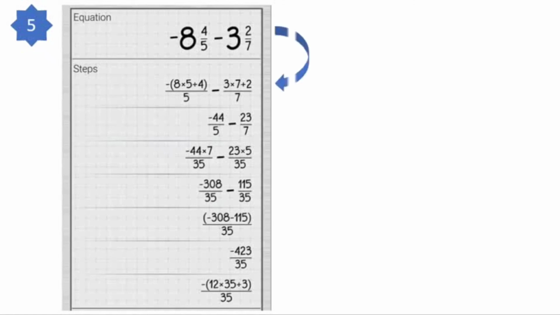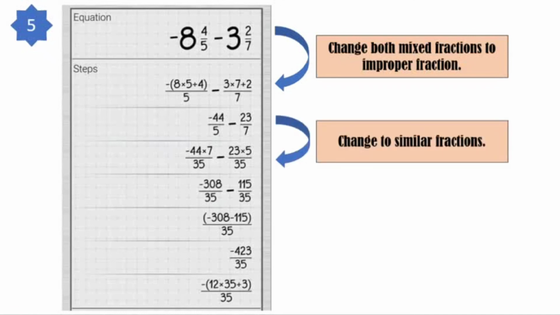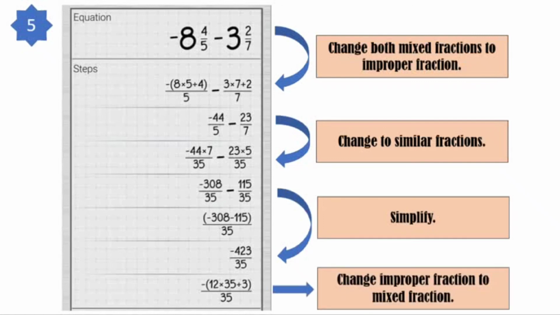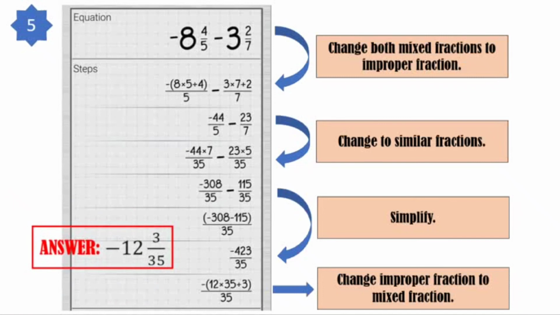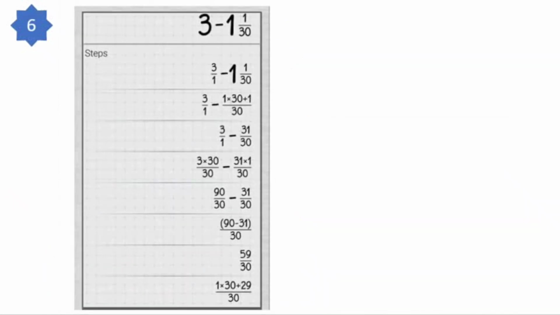Number 5, negative 8 and 4/5 minus 3 and 2 over 7. Again, change both mixed fractions to improper fractions. Change to similar fractions, simplify, and change improper fraction to mixed fraction. Answer, negative 12 and 3 over 35.